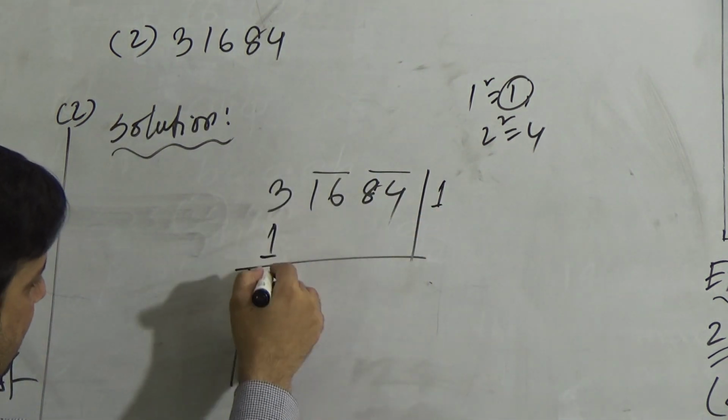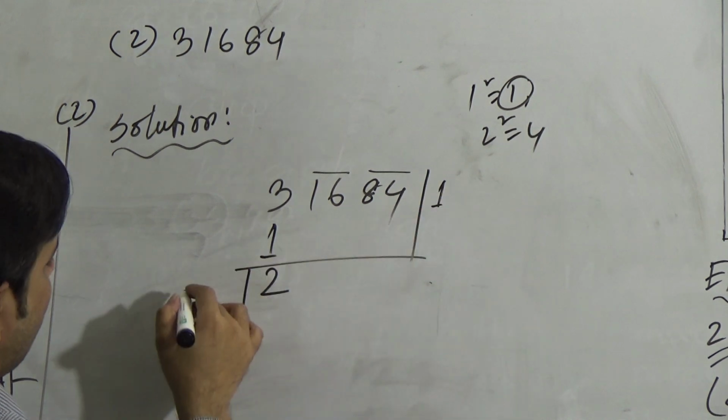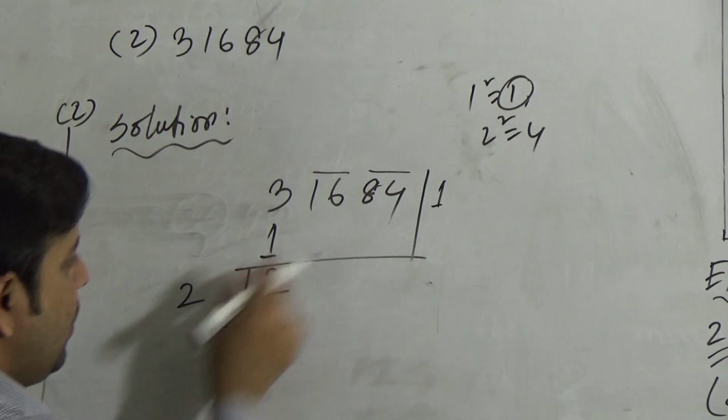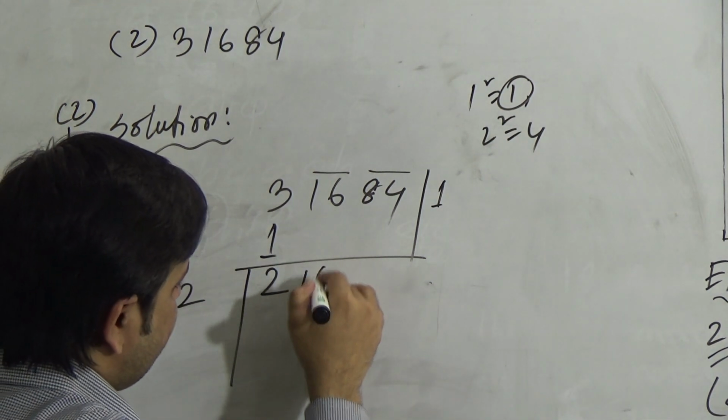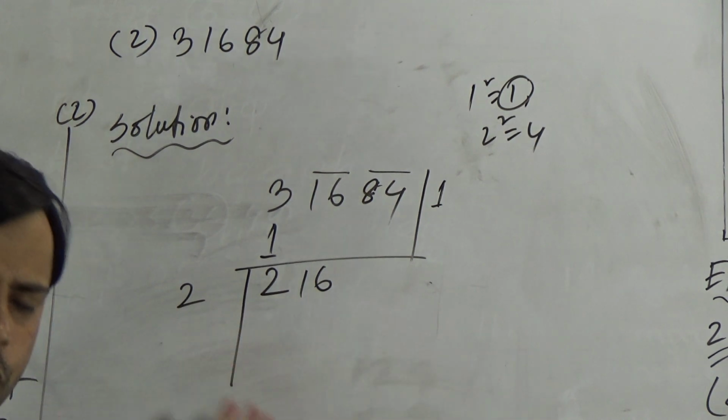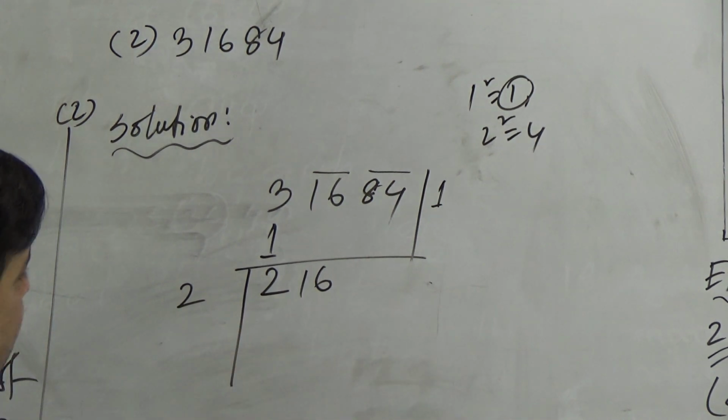Now if we subtract, we will get here 2. Now take the double of 1, that is 2. Now take the next pair. What is the next pair here? 16. Now this is 216. We have to put a value here. Which one can we put here?